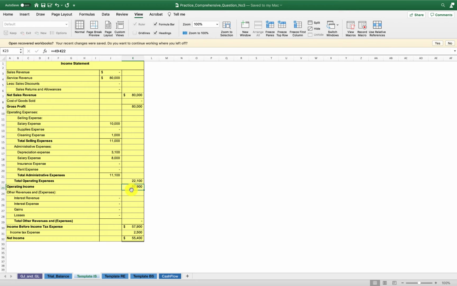So now how do I get operating income? Operating income is gross profit minus my total operating expenses. So 80,000 minus 22,100 gives me 57,900.